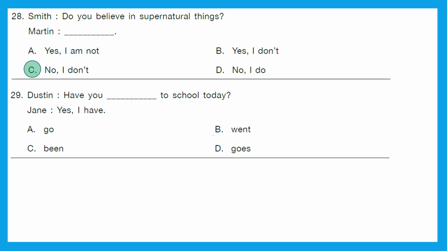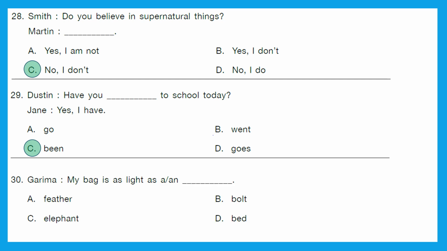Question 29. Dustin: Have you dash to school today? Jane: Yes, I have. Now the sentence is in the present perfect tense. The third form of the verb be, been, is used, which means to be present. Now here we have to use option C, been. Have you been to school today? Been here means to be present. And Jane says, yes, I have.